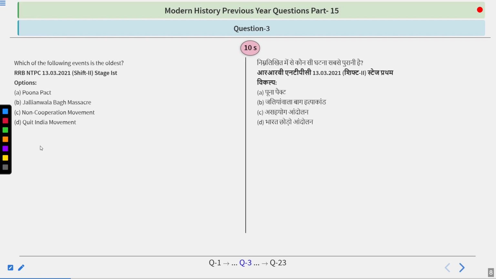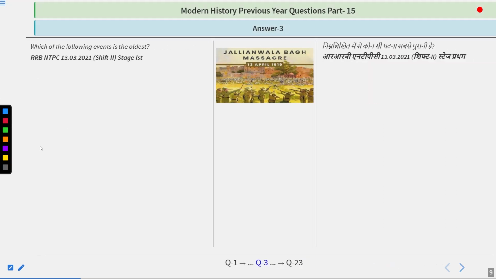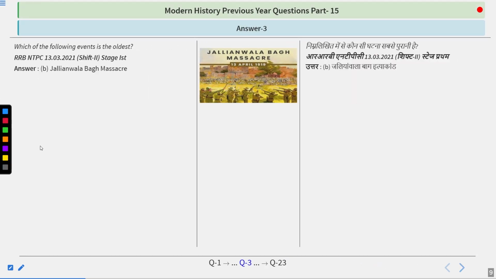Which of the following events is the oldest? Pune Pact, Jallianwala Bagh Massacre, Non-Cooperation Movement, Quit India Movement. Take your time. And the answer is simple, I guess, because the answer is Jallianwala Bagh Massacre.